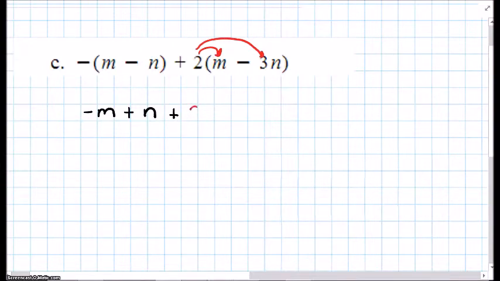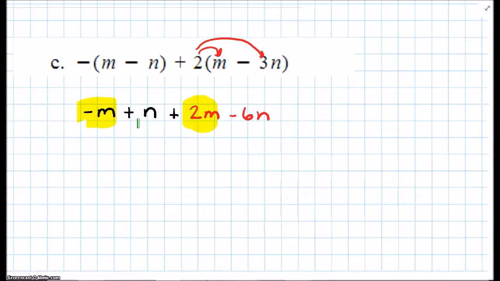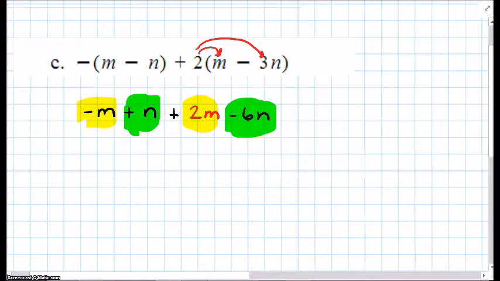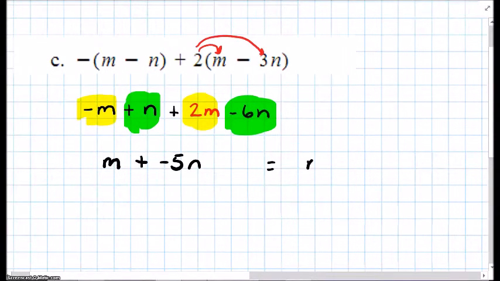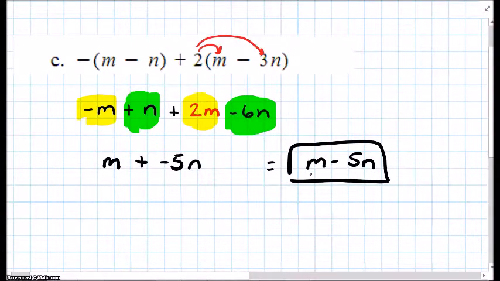So 2 times m is 2m, and 2 times negative 3n is negative 6n. Now we're going to combine like terms. I've got a negative m and a 2m, and a positive n and a negative 6n. Negative m plus 2m is just m, plus n and a negative 6n would be plus negative 5n. So our answer we could rewrite as m minus 5n. Excellent work.